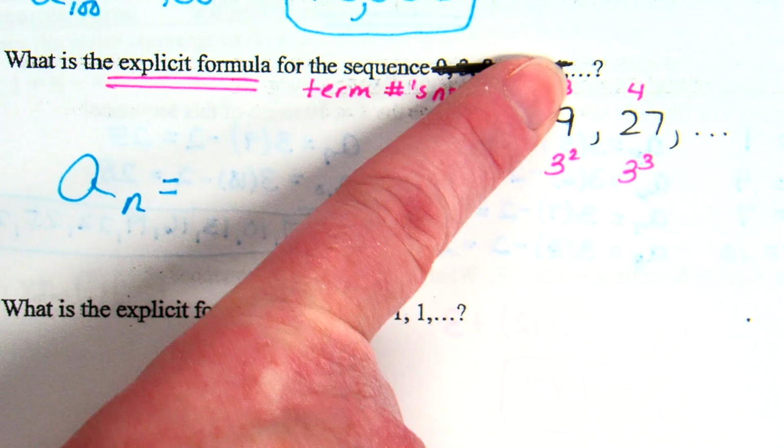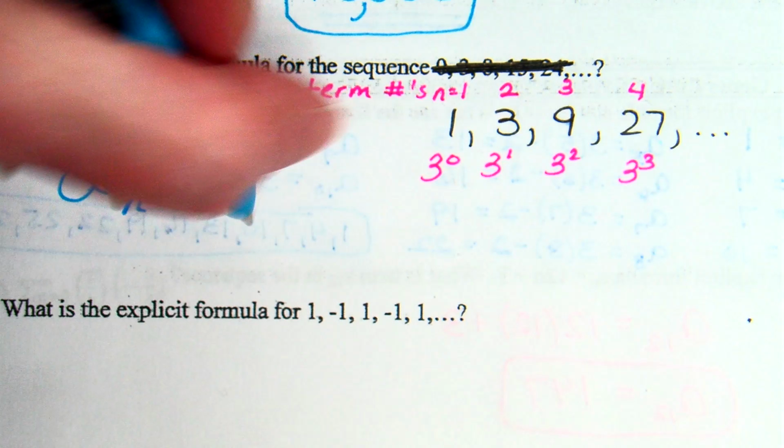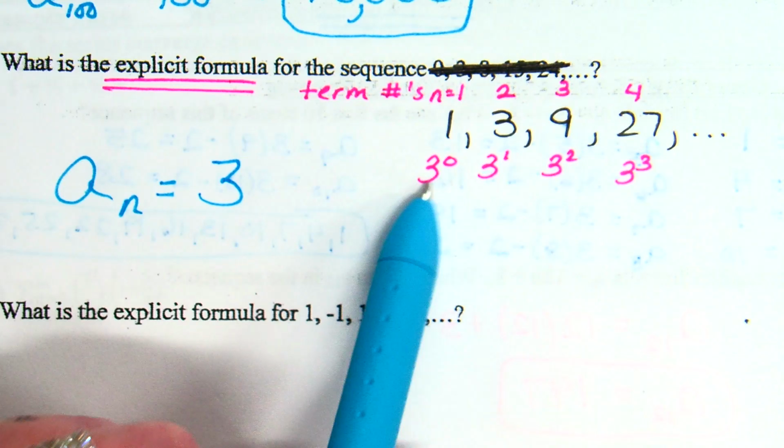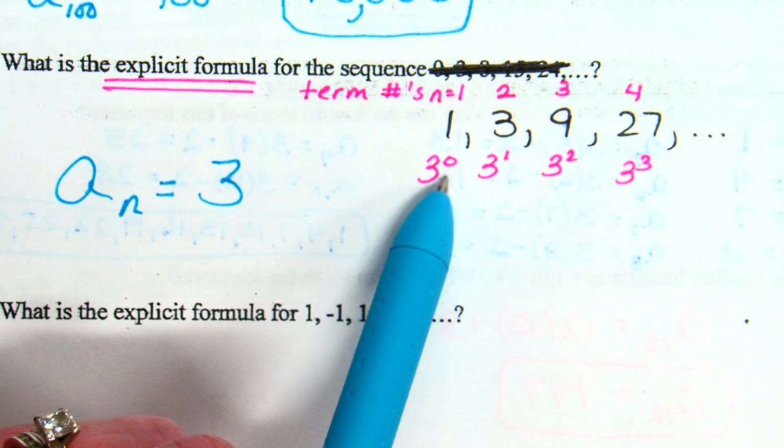That would be the option I would go for. Everyone sees the base of 3, yes? What do you notice about these powers? They are always 1 less than the actual number, aren't they? And so if I say n minus 1, okay, try this out. Does it work?